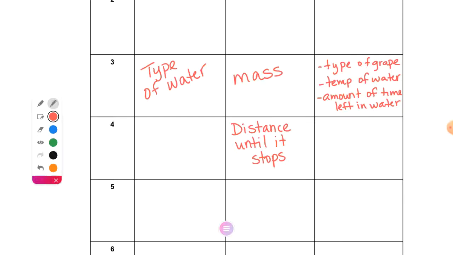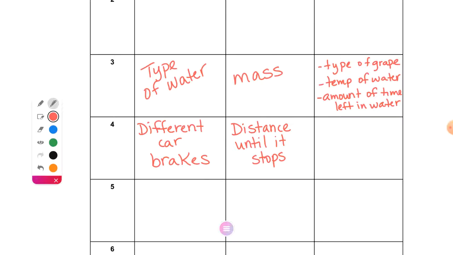The brakes. Okay? So we are testing, and we can just write different car brakes. And it's with an AKES, not EAK. So we're testing brakes of different cars. We're measuring the distance until it stops.